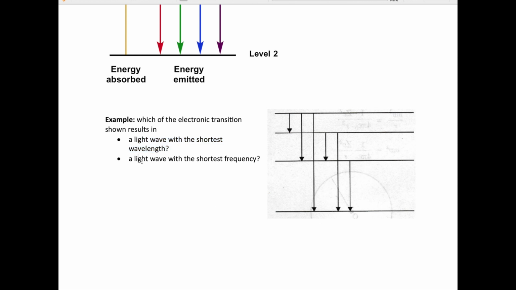What about a light wave with the shortest frequency? Well, shortest frequency means least amount of energy. So then I'm looking for the shortest arrow here, and that would be this one, okay?